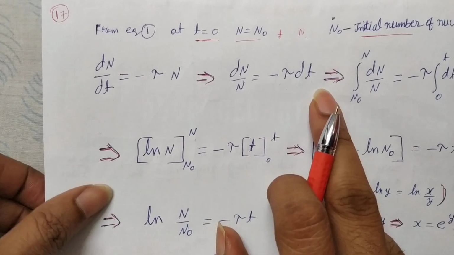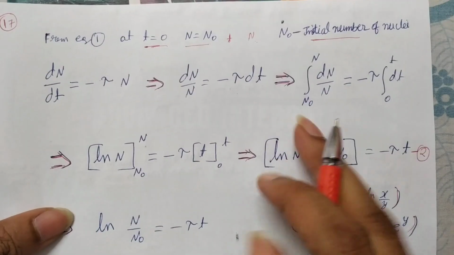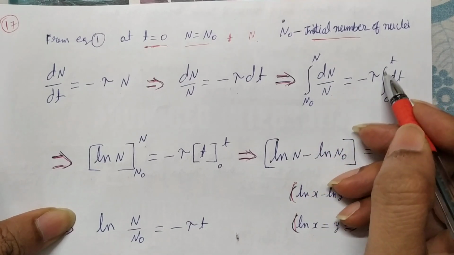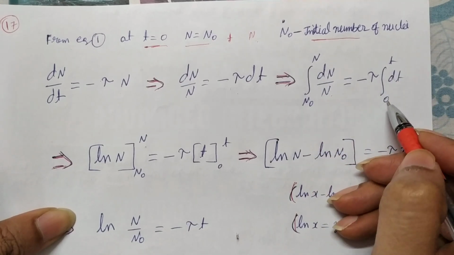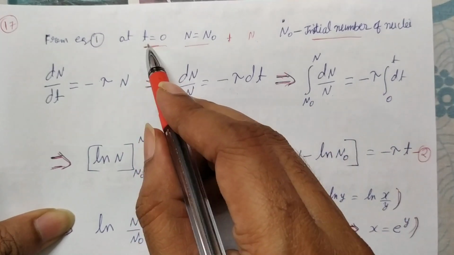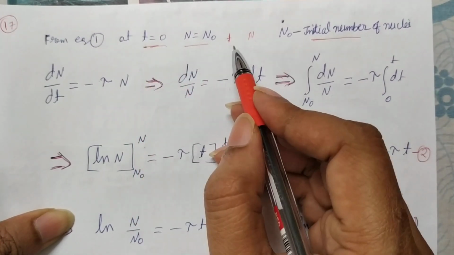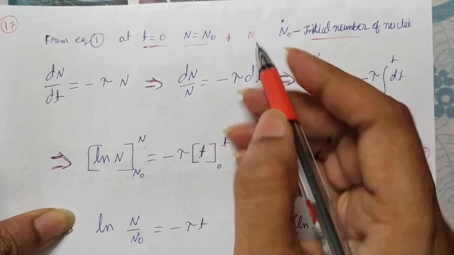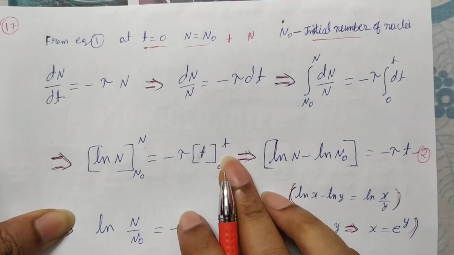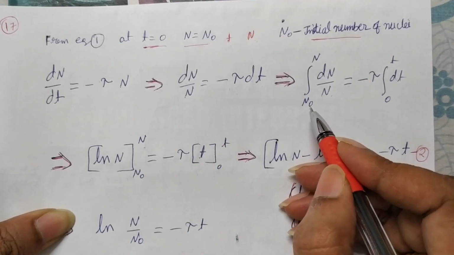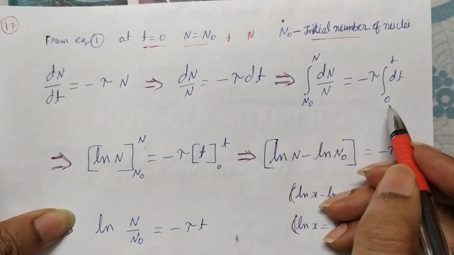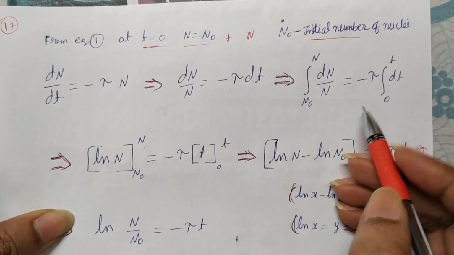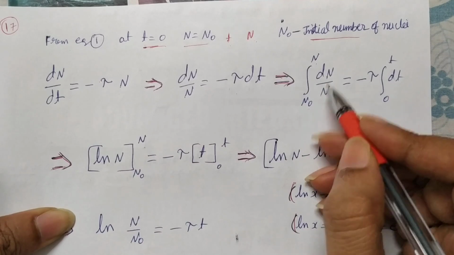Take integration on both sides. Integral dN by N, and on that side minus lambda is outside, integral dt. Time changes from 0 to t. And what is the number of nuclei changes? The initial number is N naught and the final number is N. So the number of nuclei changes from N naught to N, and within what time? From 0 to t. And apply integration. You see this is just like integral 1 by x dx now.